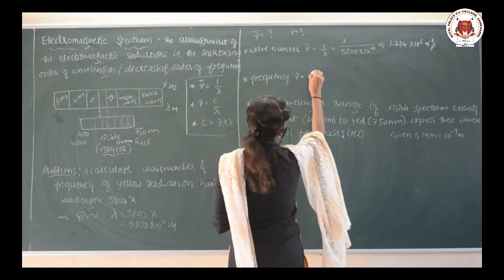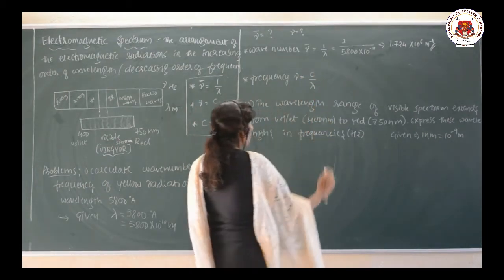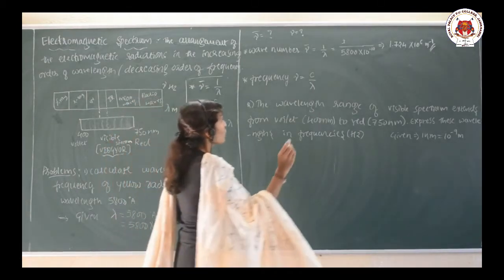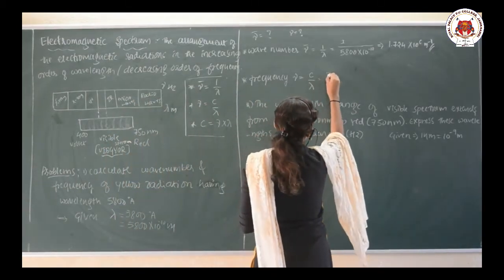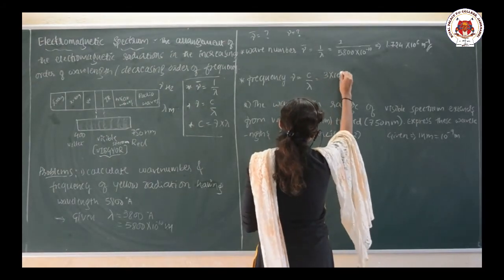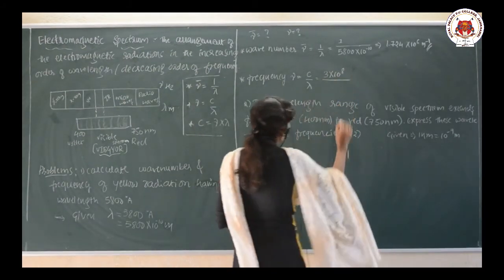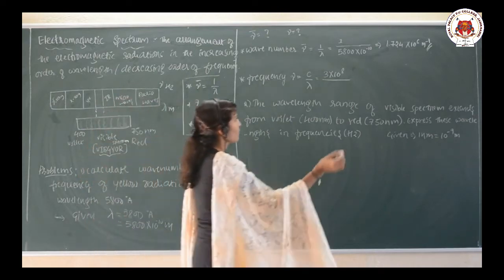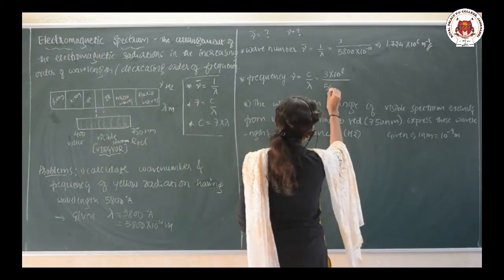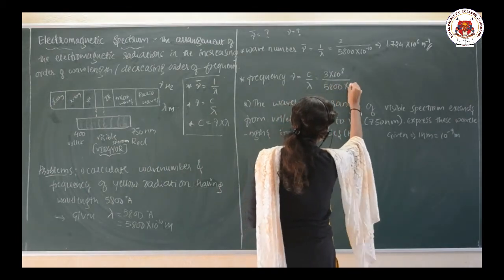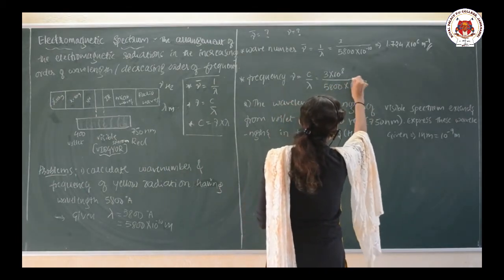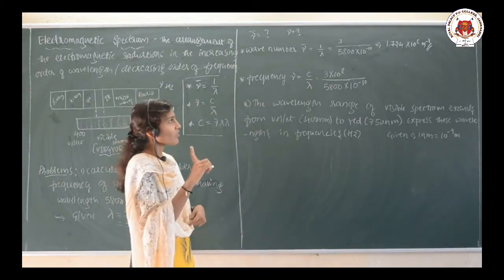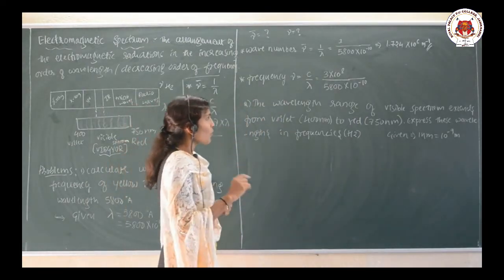Frequency nu is equal to c by lambda. We know that the frequency formula is c by lambda. So, what is the value of c? 3 into 10 to the power 8. And then lambda we already know that. Okay. So, substitute the value of c, that is the velocity, 3 into 10 to the power 8, and the value of lambda, which is converted in terms of meters.